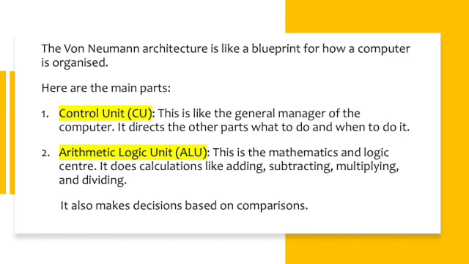1. Control Unit, CU. This is like the general manager of the computer. It directs the other parts what to do and when to do it. 2. Arithmetic Logic Unit, ALU. This is the mathematics and logic center. It does calculations like adding, subtracting, multiplying, and dividing. It also makes decisions based on comparisons.